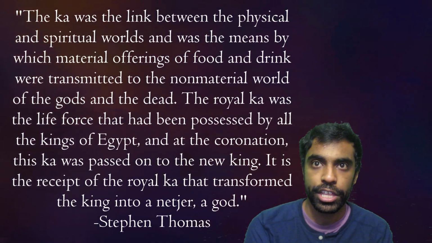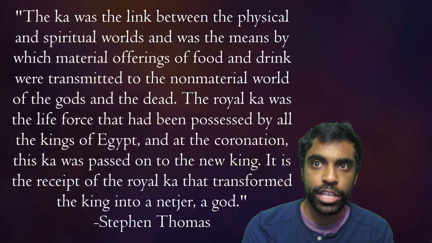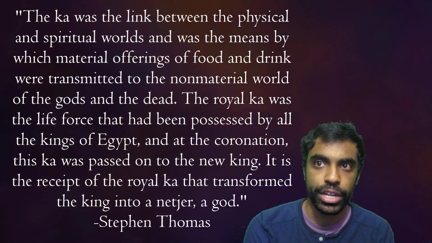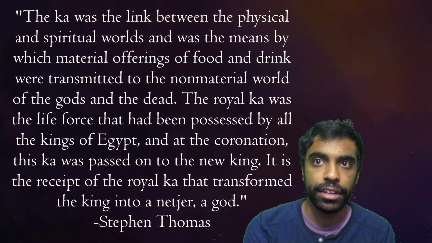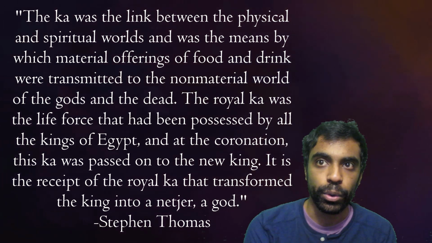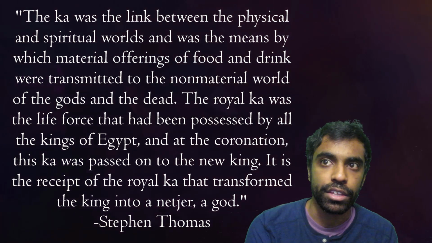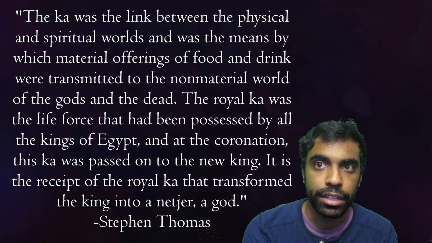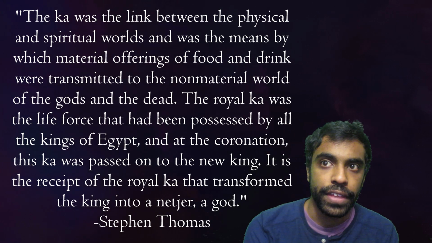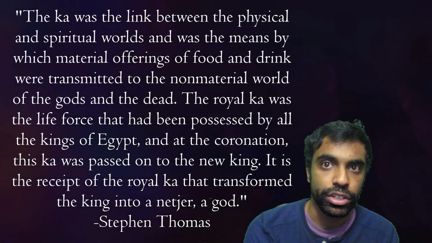As Thomas writes, the ka was the link between the physical and spiritual worlds, and was the means by which material offerings of food and drink were transmitted to the non-material world of the gods and the dead. The royal ka was the life force that had been possessed by all the kings of Egypt, and at the coronation, this ka was passed on to the new king. It is the receipt of the royal ka that transformed the king into a Netcher, a god.